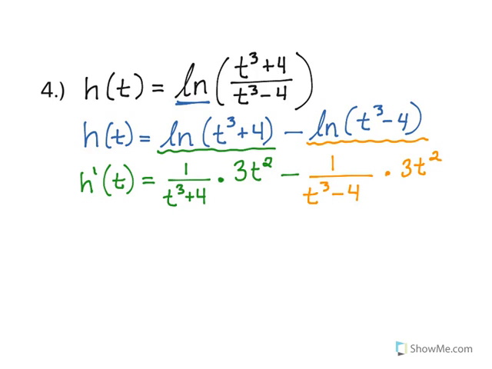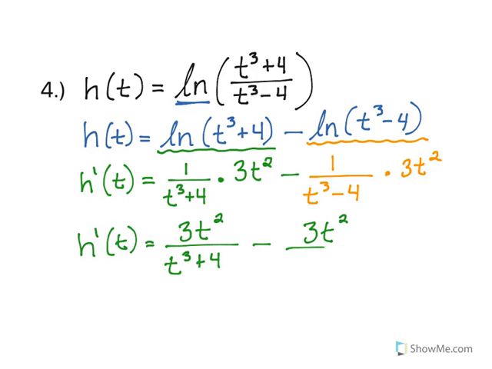Okay? So we want to get this down to two single rational expressions. So we're going to write that h prime of t is equal to 3t squared over t cubed plus 4 minus 3t squared over t cubed minus 4. Okay? And that's as far as we're going to take it. All right? That is simplified enough.